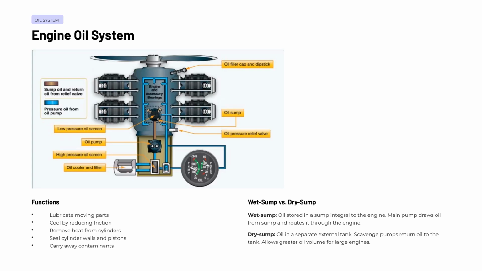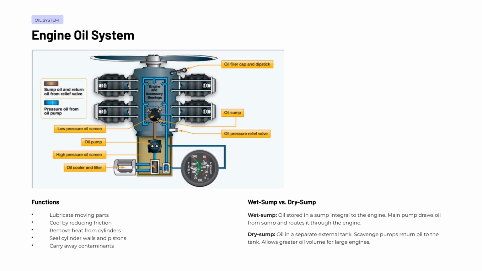The engine oil system plays a critical role in keeping the engine running safely and efficiently. Oil does much more than simply lubricate moving parts. It reduces friction between metal surfaces, which in turn lowers heat generated by that friction. It also helps remove heat directly from the cylinders, seals the small gaps between the cylinder walls and pistons to maintain compression, and carries contaminants away from critical components to prevent wear and damage.